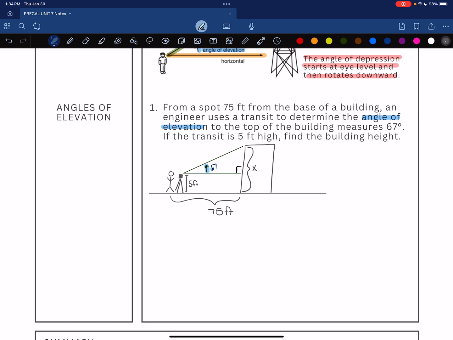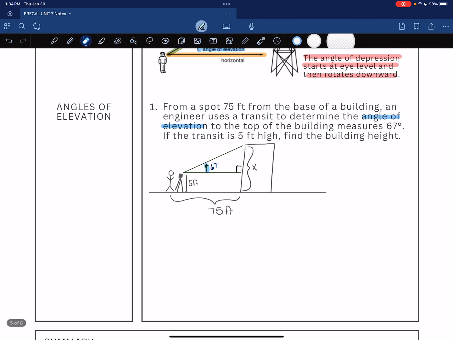Of course, this diagram is not to scale, so don't judge my picture. It's lacking in scale because this building is probably, in all actuality, a lot taller than what it looks like here. So let's go ahead and begin. We've got some different pieces of a puzzle that we've got to piece together. Our triangle, if I'm going to highlight it, is here.